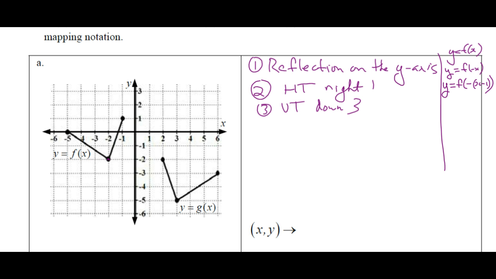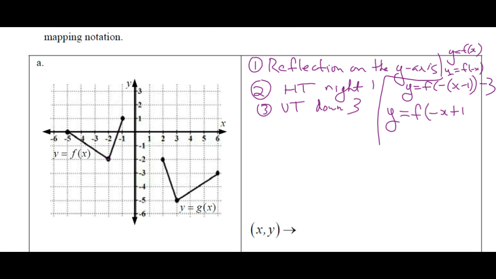And I wish I'd left some more room in there. Okay, I'll slide this over. So this is y equals f of negative, the negative from before. Now I replace the x with x minus 1. And I can do the down 3 at the same time. How do I do down 3? Minus 3. Okay, so then what can we write? Y equals f of negative x plus 1 minus 3.